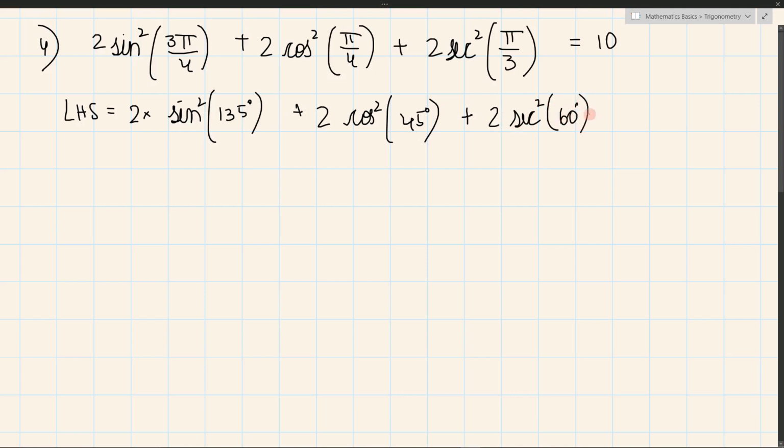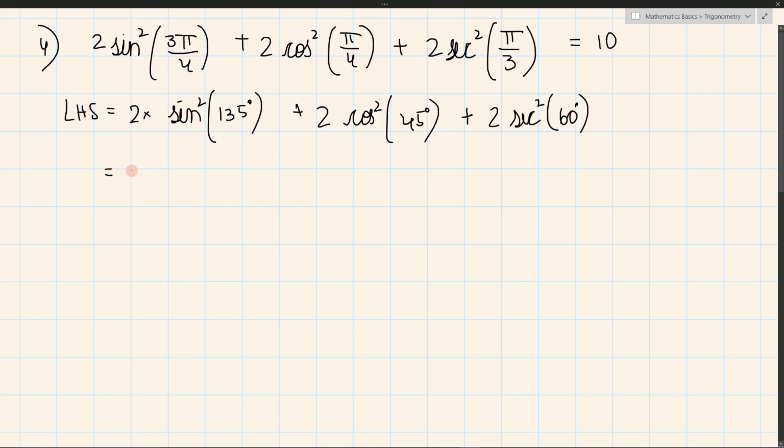It is not necessary that we have to convert this radians to degrees. So if we are getting confused with pi, you can convert to degrees and then proceed with the simplification, or else directly you can write the values of each trigonometric function, it doesn't matter.